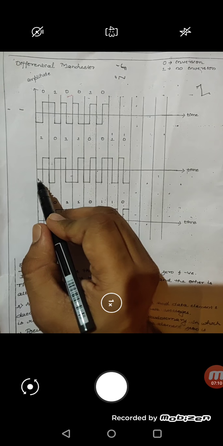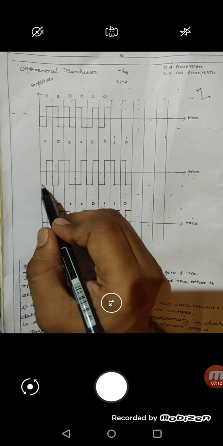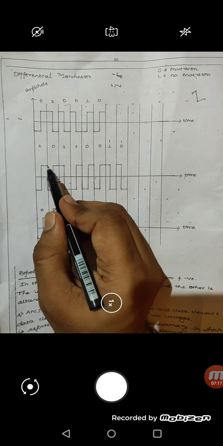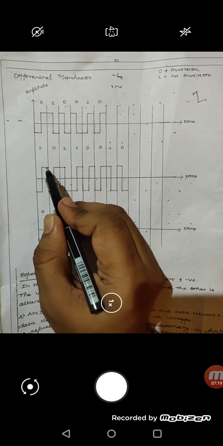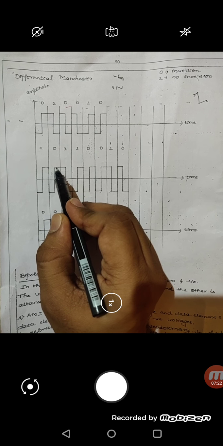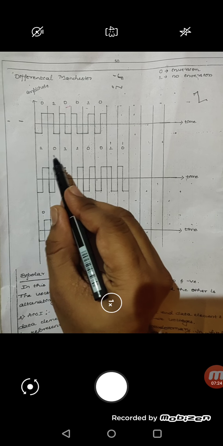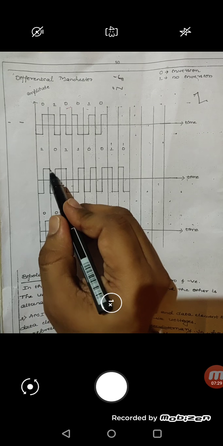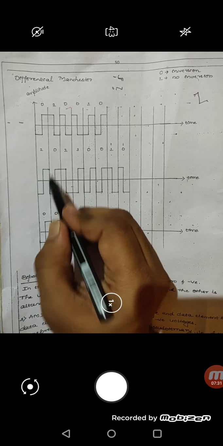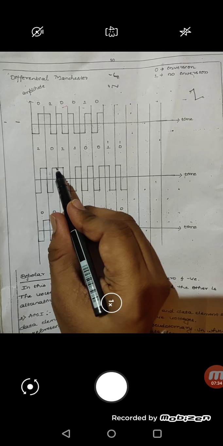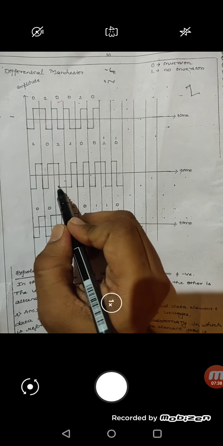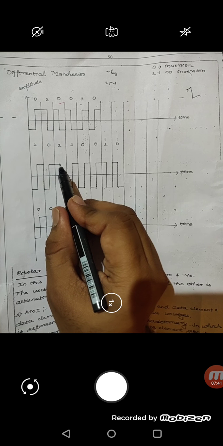So let's see the second example. The first bit is 1, so there is no inversion, we have drawn as it is. The second bit is 0, hence we have not continued the signal. If we continue the signal it will become 1, but here the bit is 0, hence we are drawing exactly the opposite. This is the upper side, hence we are drawing from the lower side. Next bit is 1, so we are continuing the signal.